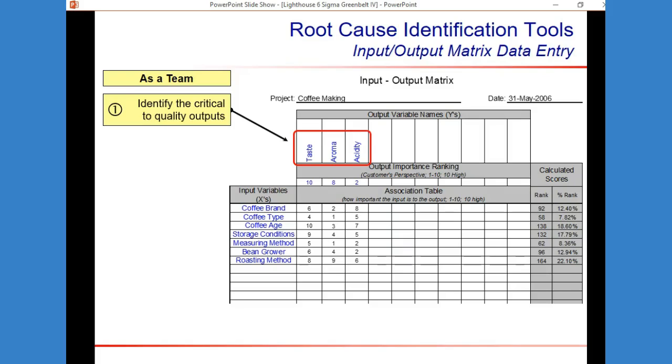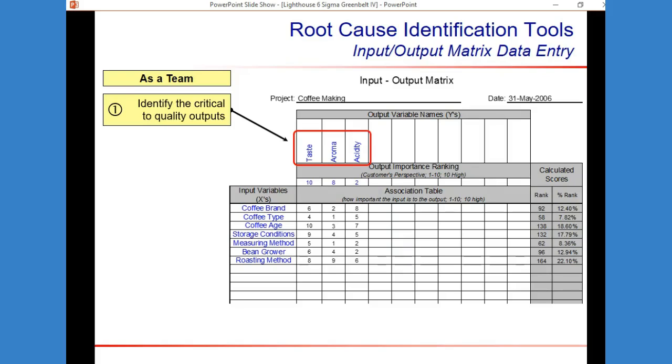So number one, you're identifying those critical to quality outputs, or in this case, critical to hitting my target. Here we're looking at a sample of coffee. My outputs, the things that are important to me as a customer, are taste, aroma, and acidity. I've got all my inputs, which are my brand, type, age, and how I store my coffee. What I'm doing is scoring them based on how important I think they are to the output.